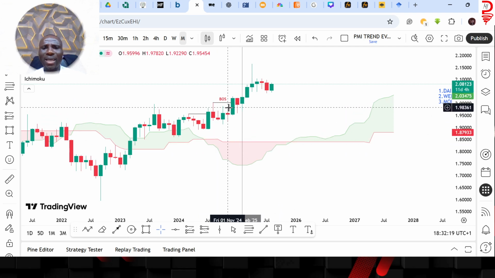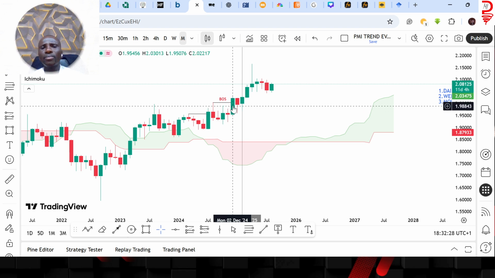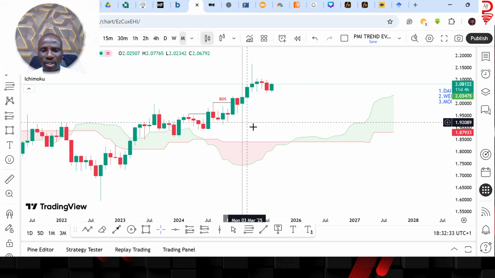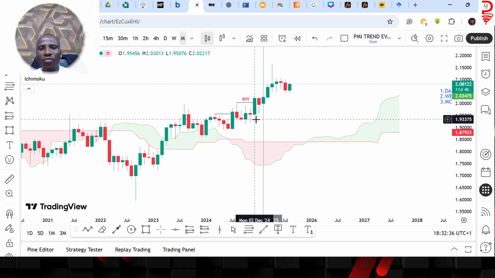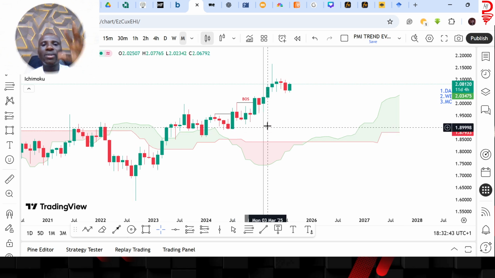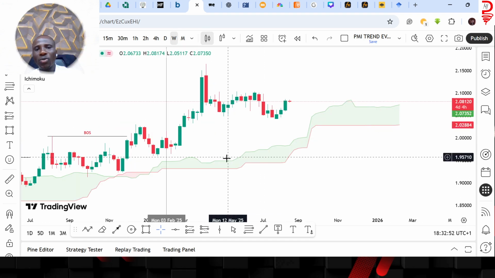So after the market created this break of structure here, around December last year, December 2024, you are expected to wait for a correctional move. In most cases, your correctional move is going to take a whole period. If it's a monthly chart, just like the case we are considering now, the correctional move is going to take a whole month. So after that 1 month, you will now move to the weekly chart.